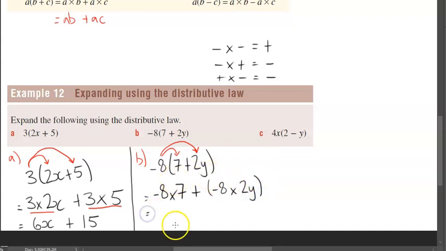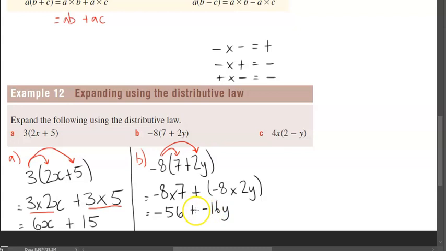All right, -8 times 7. So this will end up being 56, but it's a negative times a positive. So it's a -56, so just be careful. And we're adding -8 times 2y. This will give me -16y.